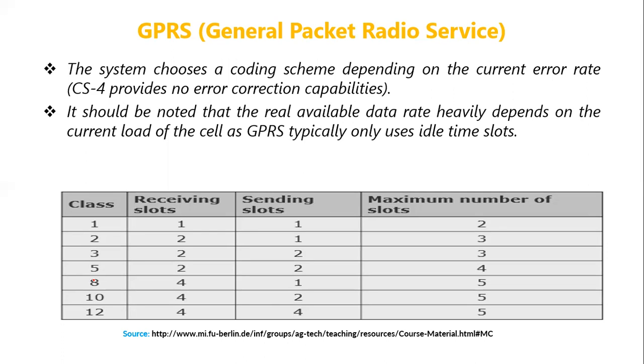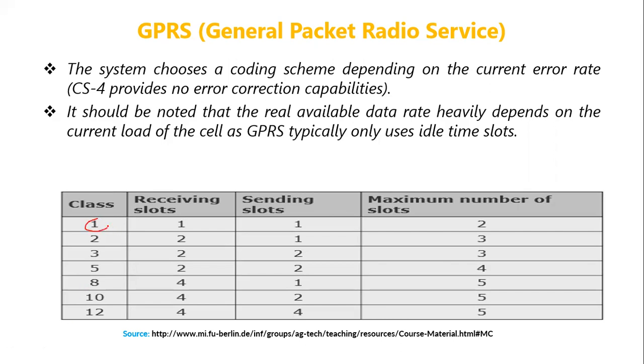Right? The data rate also depends on the capability of the mobile station, because not all devices are able to send and receive at the same time. Okay, so different mobile stations may have different types of capacity, right? So here is an example which shows device classes together with their ability to use time slots for sending and receiving data.